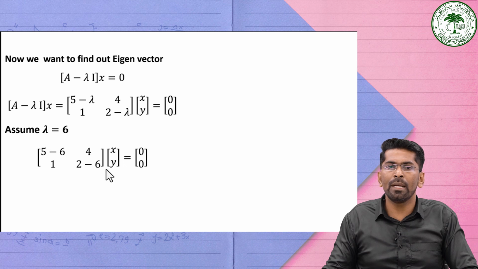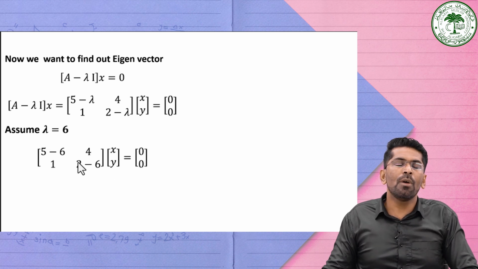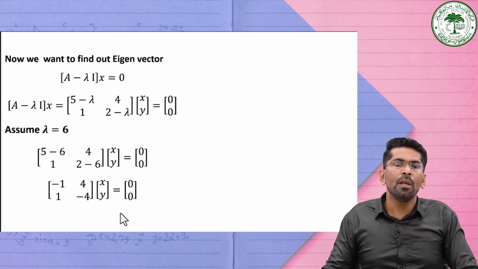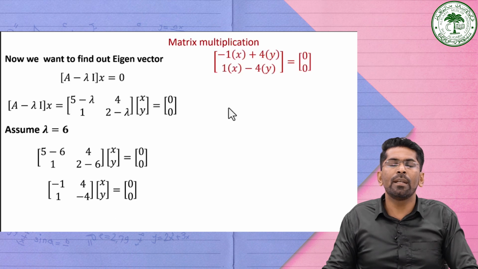Then we have the variable matrix and the constant matrix. Simplifying, 5 minus 6 is equal to minus 1, and 2 minus 6 is equal to minus 4, and the remaining elements are as they are. Now we multiply the coefficient matrix with the variables, through matrix multiplication: minus 1 into x plus 4 into y. So I am writing minus 1 into x plus 4y, then 1 into x minus 4 into y, so I am putting minus 1 into x minus 4y.